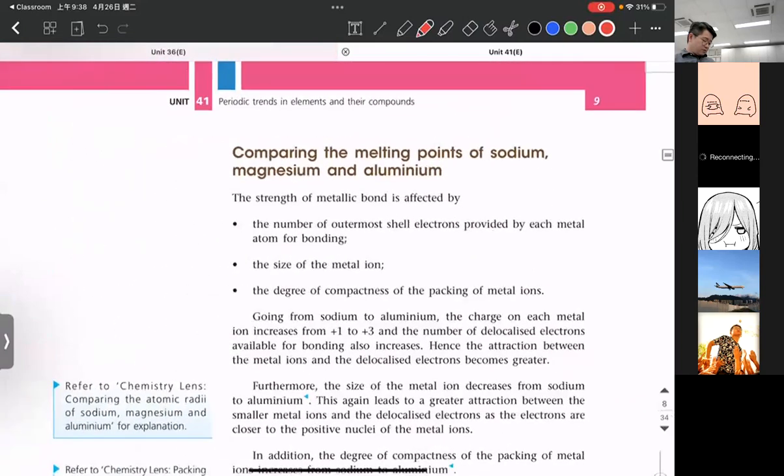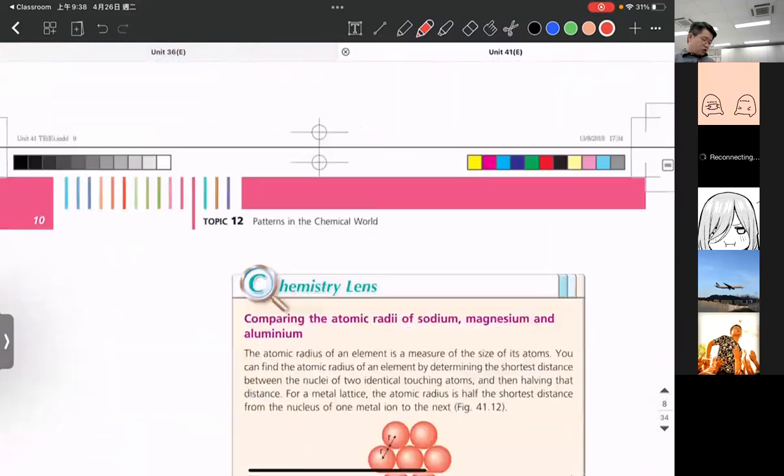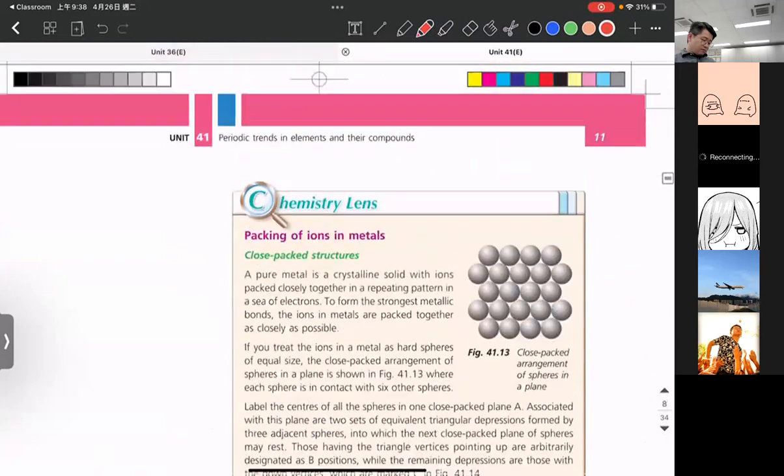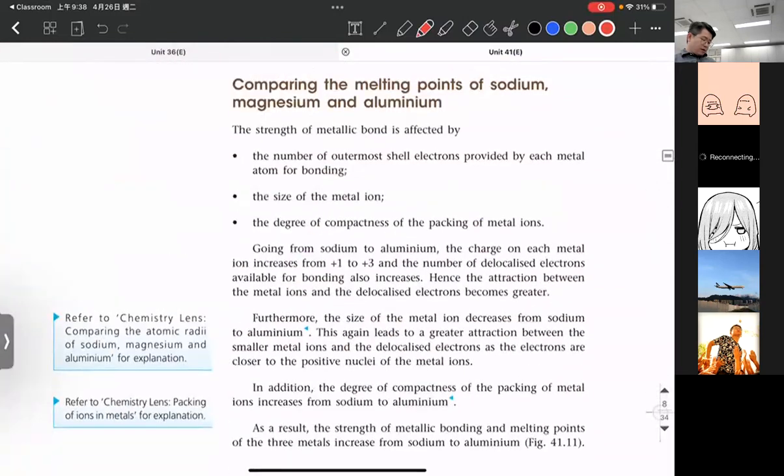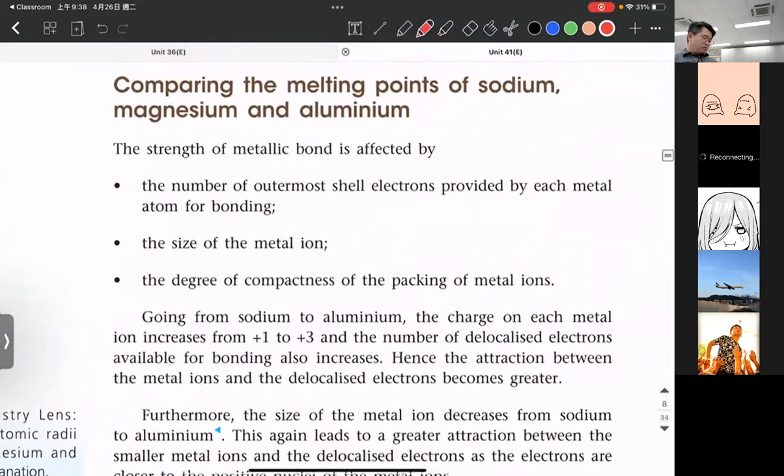Now, we come to this. Do you need to have more coverage on that? Now, we recall your memory about that: melting point between sodium, magnesium, and aluminum, period 3.